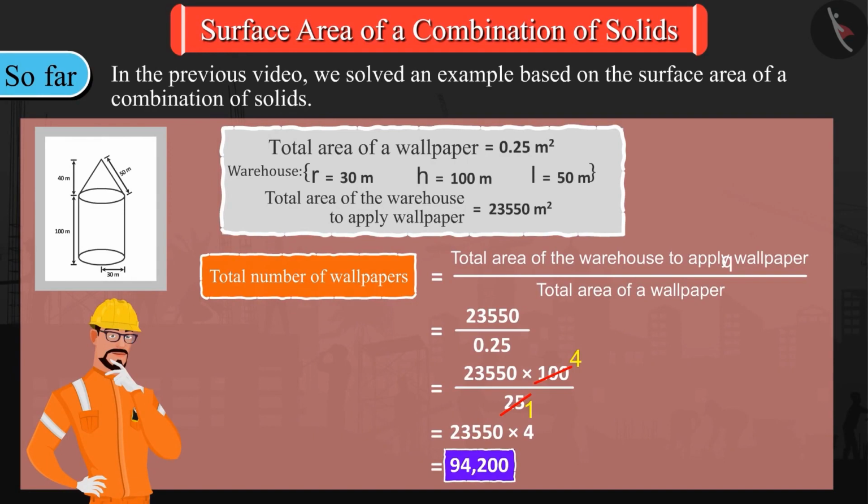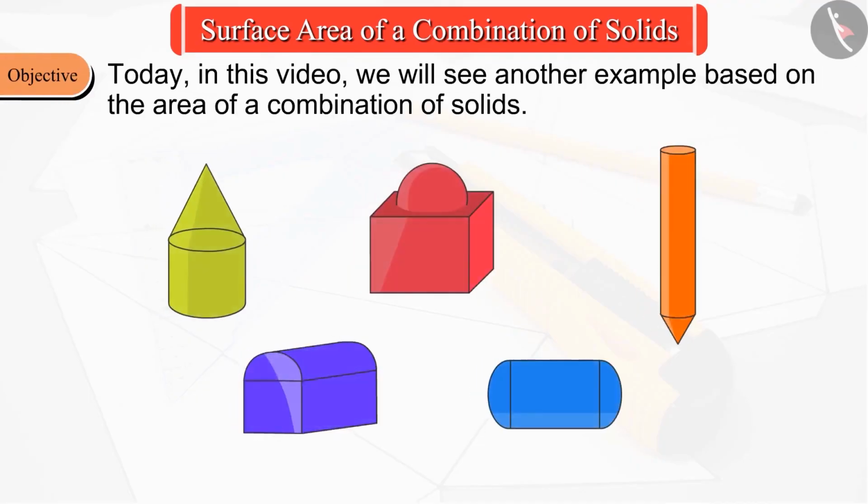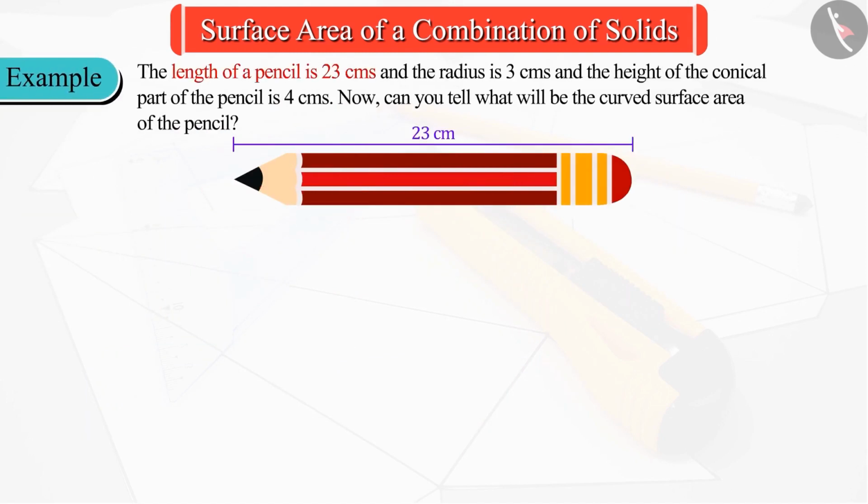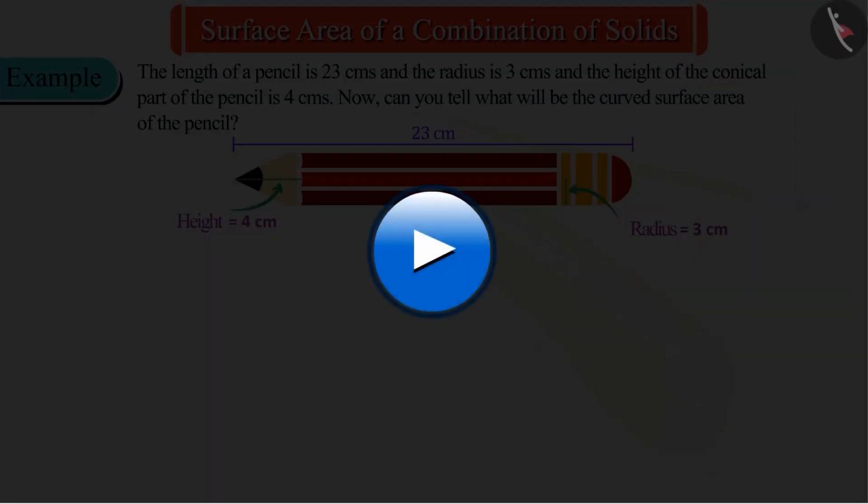In the previous video, we solved an example based on the surface area of a combination of solids. Today in this video, we will see another example based on the area of a combination of solids. The length of a pencil is 23 centimeters and the radius is 3 centimeters, and the height of the conical part of the pencil is 4 centimeters. Now can you find what will be the curved surface area of the pencil? To solve the question, pause the video and then match your answer.